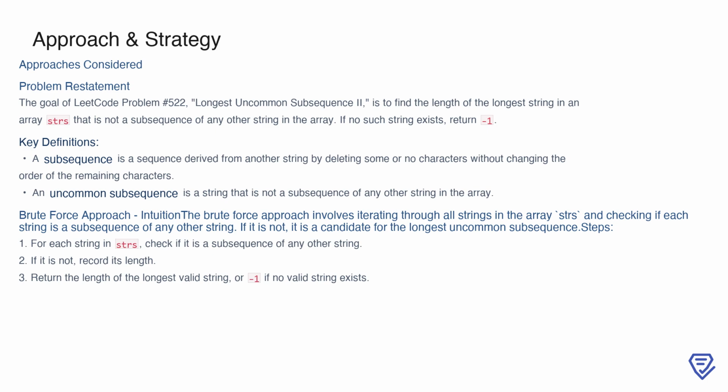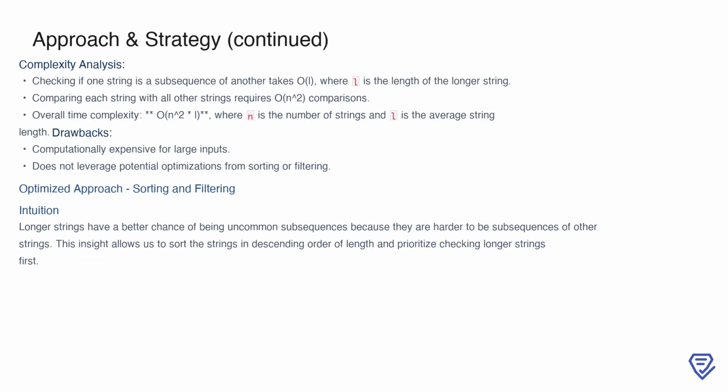Here, for each string in the array, we check if it is a subsequence of all other strings. If it isn't, that string becomes a candidate for the longest uncommon subsequence. Finally, we return the length of the longest such string, or -1 if no valid string exists. While this approach is intuitive and easy to understand, it does involve considerable computational effort, as we'll see shortly. The brute force approach involves checking if each string is a subsequence of all other strings, which is computationally expensive.